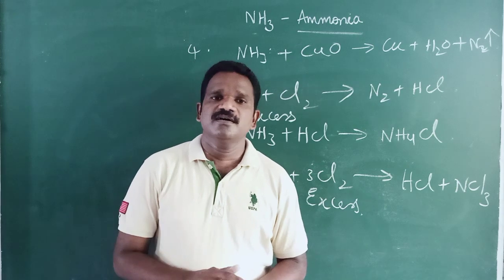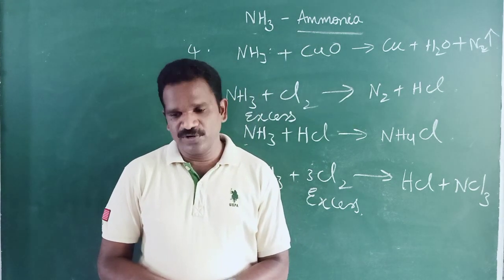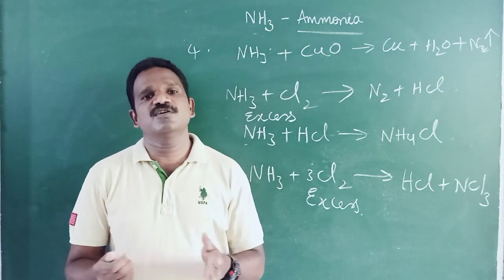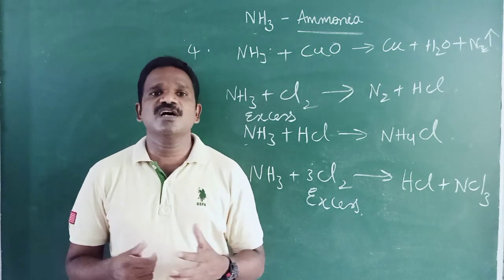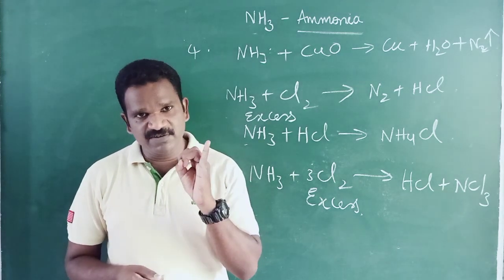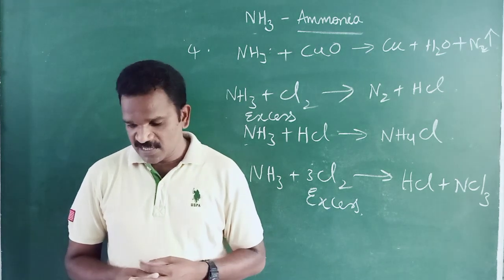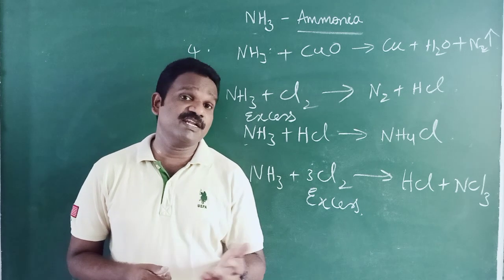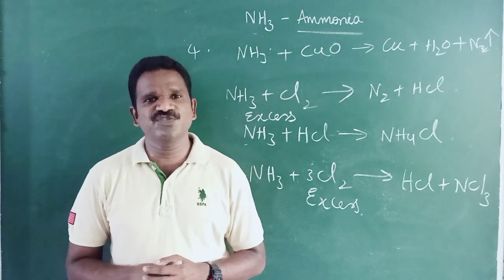Okay, and another topic, aqueous solution of ammonia. When ammonia is treated with water, we get ammonium hydroxide. So when this ammonium hydroxide is treated with HCl, H2SO4, or HNO3, what will we get? How are we getting ammonium hydroxide? When ammonia is treated with water, we get NH4OH.